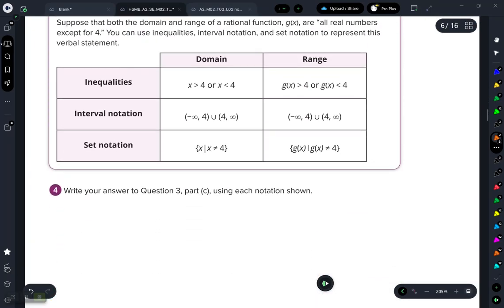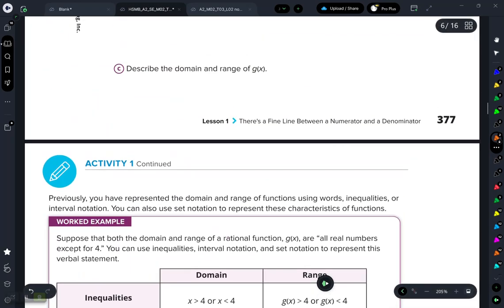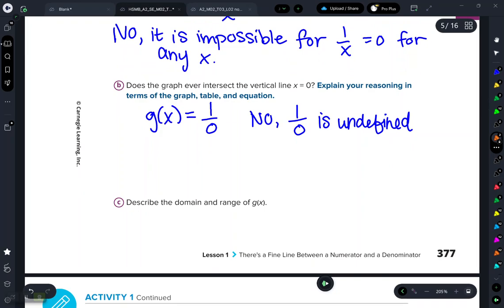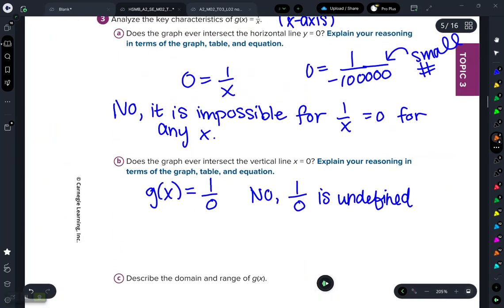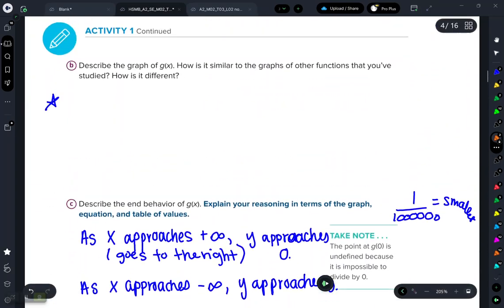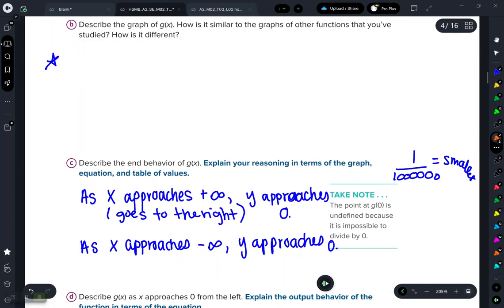And I'm going to jump to the number 4 now, where we're going to look at how we describe the domain and the range of these. And actually that's part C on this. Describe the domain and the range of this one. And then we're going to look at different notations we could use to describe the domain and the range. So basically the domain is, if we look at the graph, everything but 0. You can plug in any number you want for x except for 0. Okay, and the graph doesn't go there. And that's what creates this vertical asymptote.